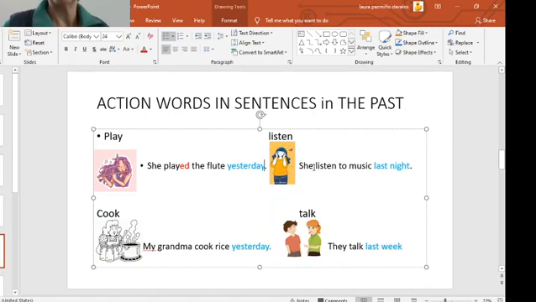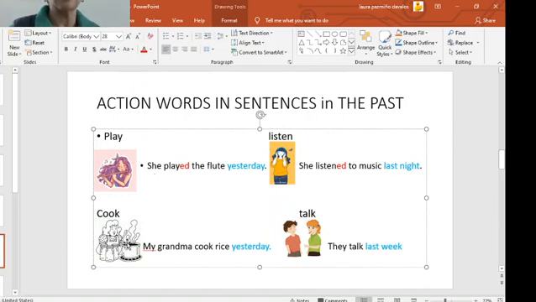Listened. She listened to music last night. We have a time expression word. Past. Miren, last night. ¿Qué debería ir aquí? ¿Está correcta esta sentence? Nope. Okay, we need to add ed. She listened. ¿Por qué? ¿Pero por qué, teacher? Porque ya tenemos esta también que nos está demostrando que esta sentence is in the past tense.